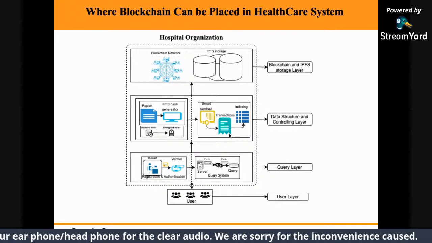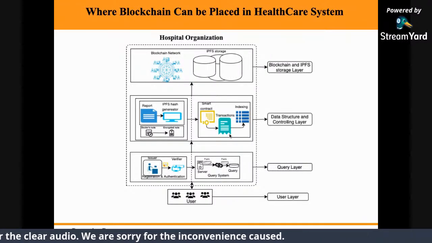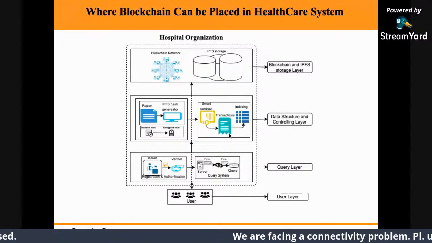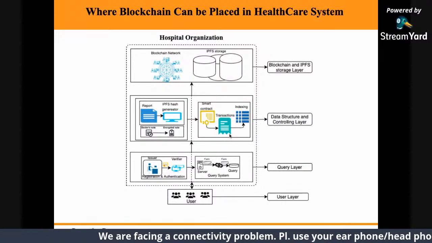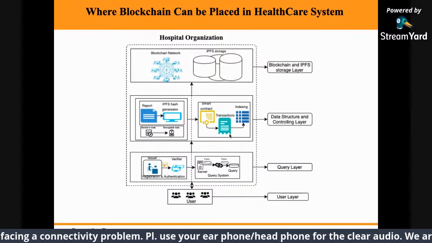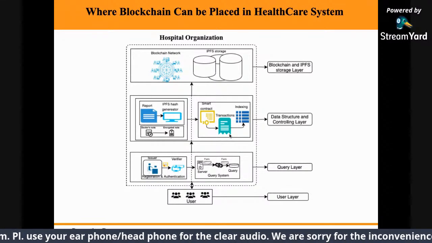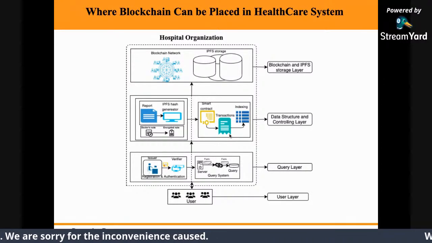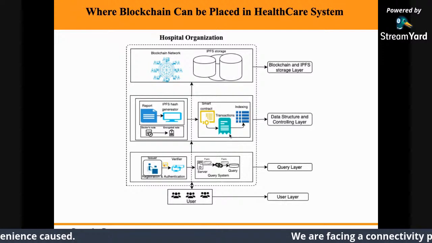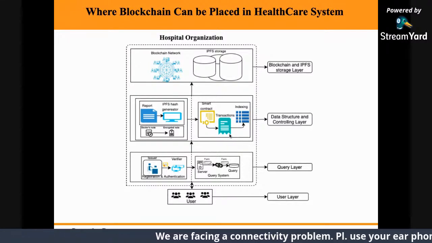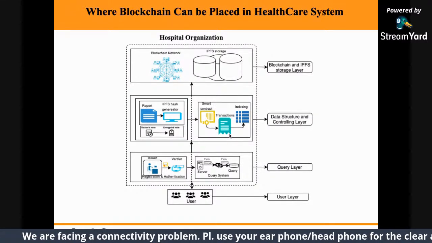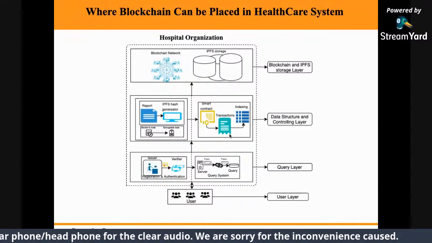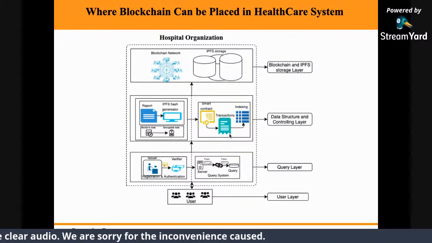Then it will be passed through a smart contract. I'll show a couple of smart contracts that we have created in our research work. This smart contract will control the data: whether I have to share it with some other person or whether I don't want to share it. If I don't want to share, that is the patient's interest. If a patient wants to share, he can give access to that person. Otherwise, no need. Without the patient's knowledge, the data should not be shared. That is the patient's privacy, which is required. So it's like a data structure and controlling layer.